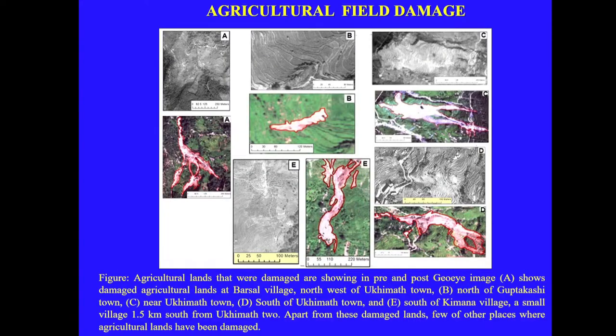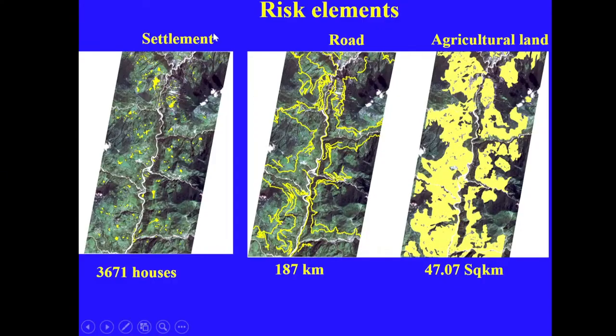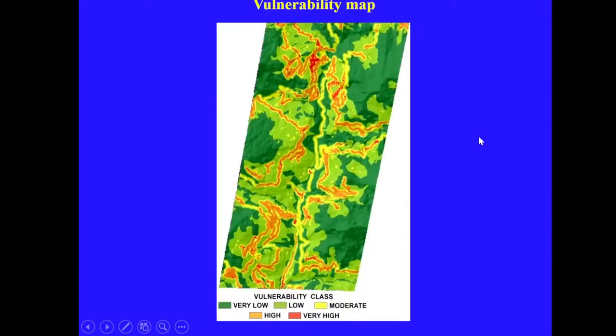Then the agricultural fields can be destroyed, it can be a school, it can be a cattle shed, it can be anything. So according to your choice, you take your own vulnerable elements and map those. Like this you get a settlement, you get a road, you get agricultural land, and you add these layers together to get a vulnerability map like this, where very low to very high classes are involved.